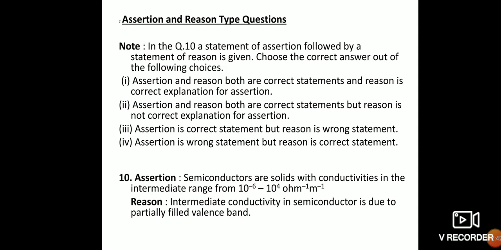Okay, these are assertion and reason type questions. Four options are given there. First, two statements are given, one is assertion, second is reason. First option: assertion and reason both are correct statements, and the reason is the correct explanation for the assertion. Second: both are correct statements, but the reason is not the correct explanation. Third: assertion is a correct statement, but the reason is a wrong statement. Fourth: assertion is a wrong statement, but the reason is a correct statement.